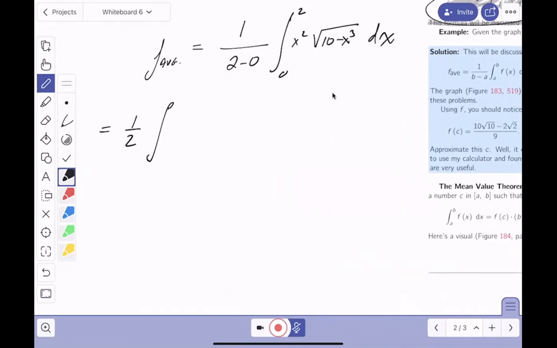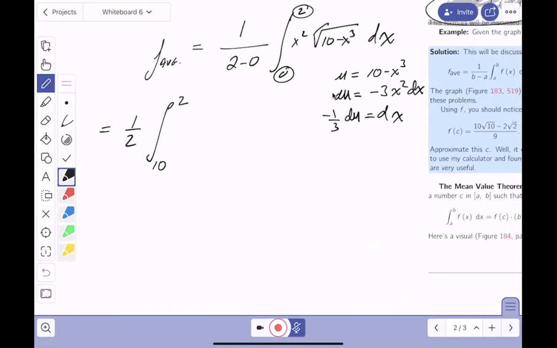I got to use u substitution. I'll put this down for you. U is 10 minus x cubed. Du is minus 3x squared dx, so minus 1/3 of a du is equal to x squared dx. I'm going to be very careful here. If x is 0, what would u be? 10. If x is 2, what would u be? 2.